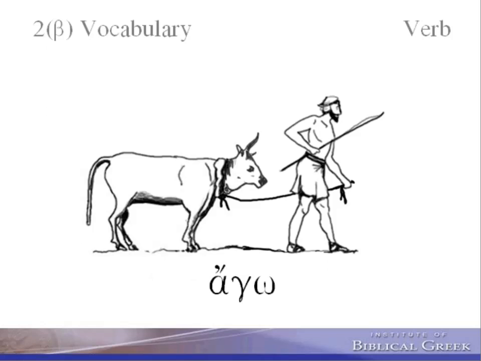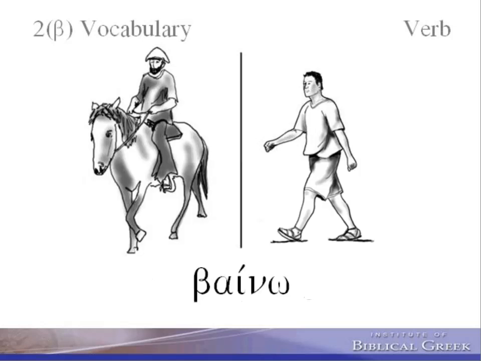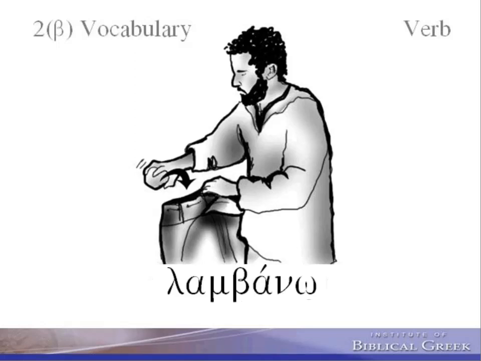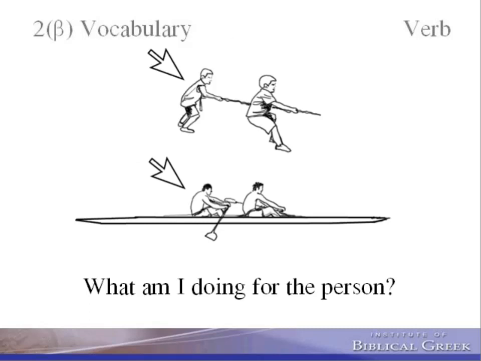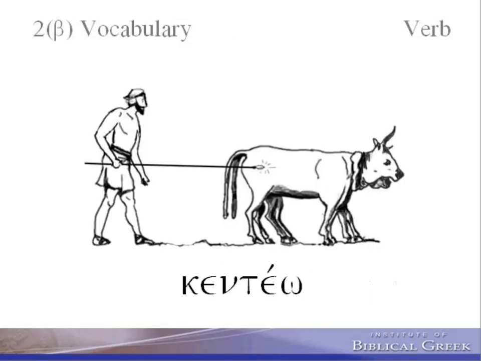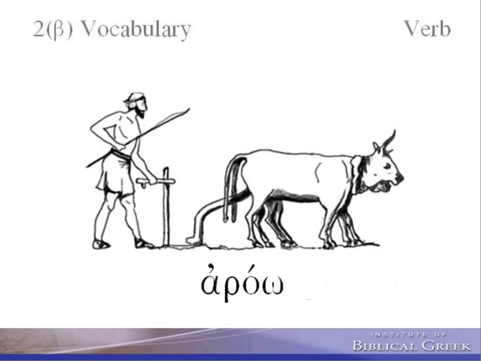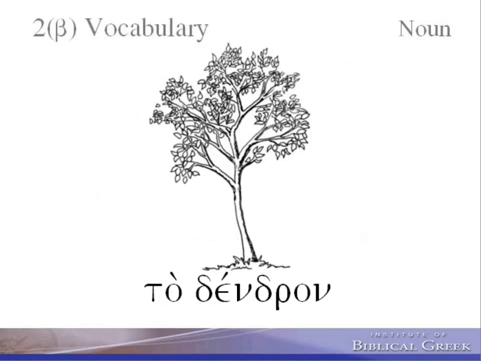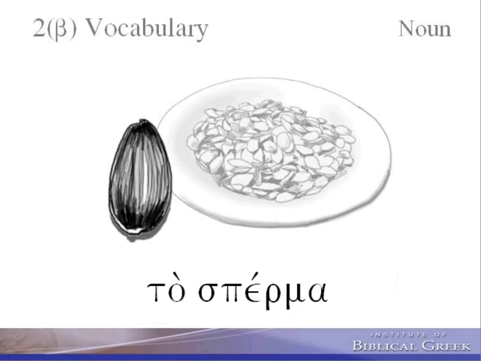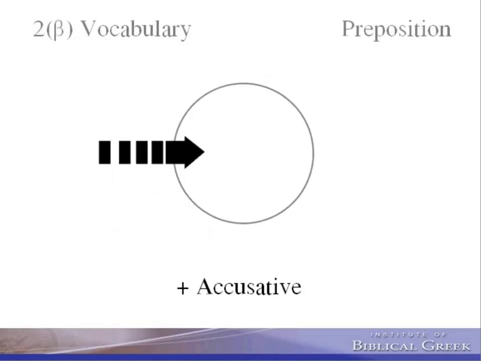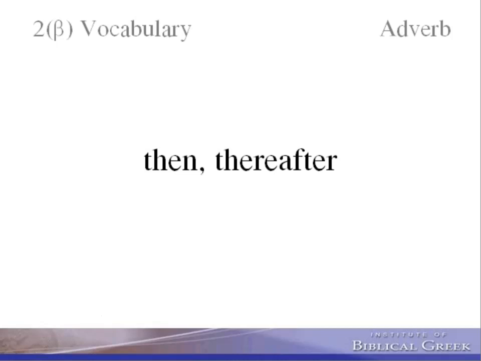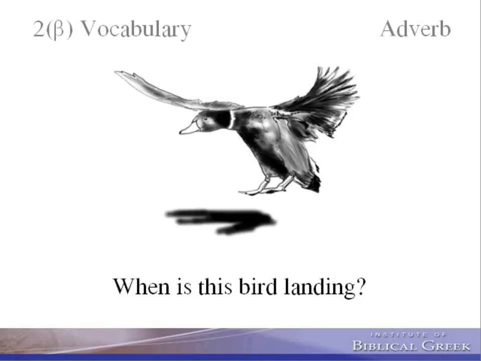Now for a quick vocabulary review. What am I doing? Argo. What am I doing? Veno. What am I doing? Vlepo. What am I doing here? Lanvano. What am I doing for the other person? Sulanvano. Akluthao. Kindao. Aro. Ovus. Todendron. O despotes. To sperma. To kendon. Is. Upo. Vradeos. Epita. Dioligo.